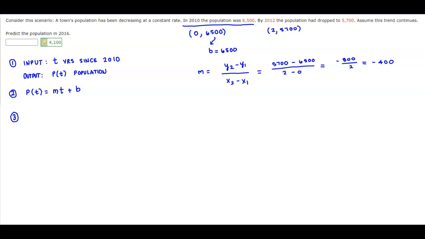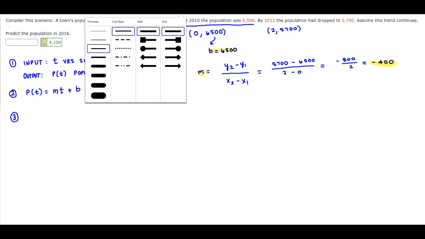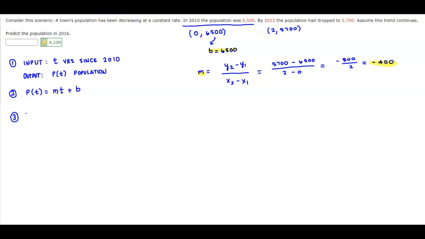Okay, so now we know what B represents, which is our y-intercept, which is 6,500, and we know that our slope is equal to negative 400. So now we're going to go ahead and plug that into our model. So that means P of T is going to equal the slope, which is negative 400 T, plus our y-intercept, which is 6,500.